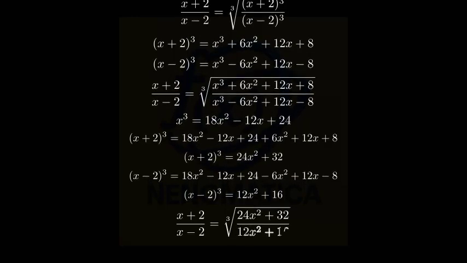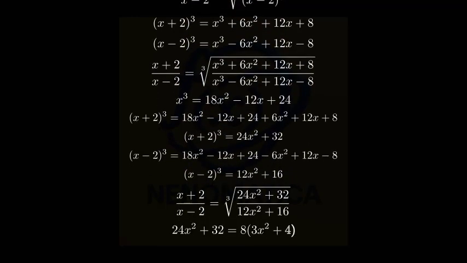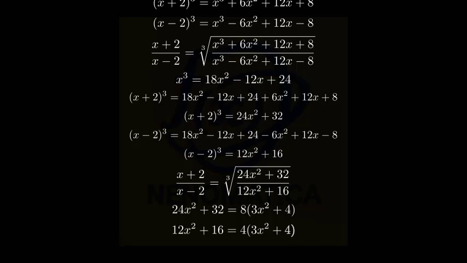Now, we can simplify our fraction by canceling the common factor 3x squared plus 4. Our equation becomes (x plus 2) divided by (x minus 2) equals the cube root of 8 divided by 4, which is the cube root of 2. Taking the cube root, we get (x plus 2) divided by (x minus 2) equals the cube root of 2. Therefore, the value of the expression (x plus 2) divided by (x minus 2) is equal to the cube root of 2.